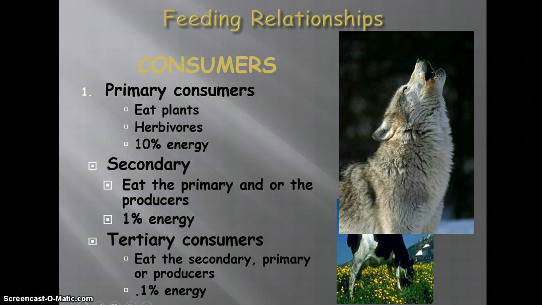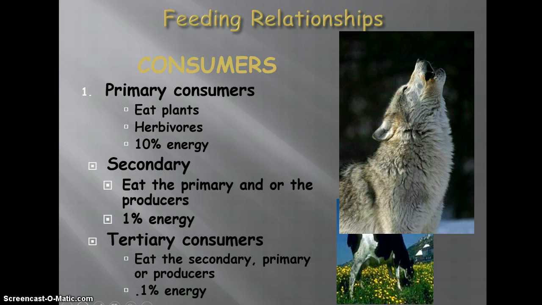Okay. So the consumers. There's primary consumers, there's secondary consumers, and there's tertiary consumers. And there could be another level known as quaternary. The primary consumers only eat plants. They are herbivores, and can only get 10% of the energy from the level below them, being the plants. Secondary consumers eat primary consumers, or possibly could go down directly eating a producer.